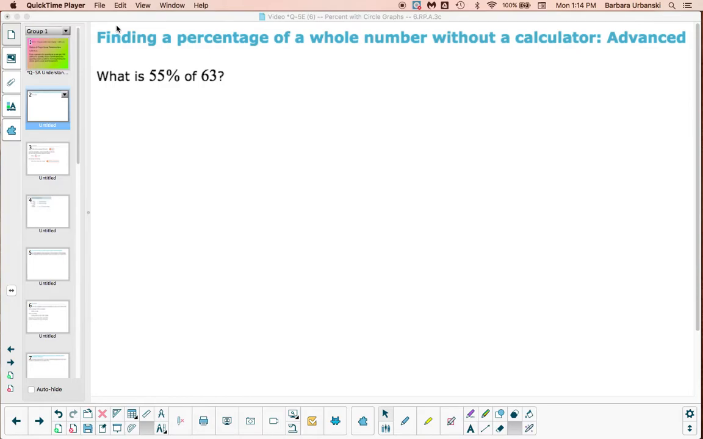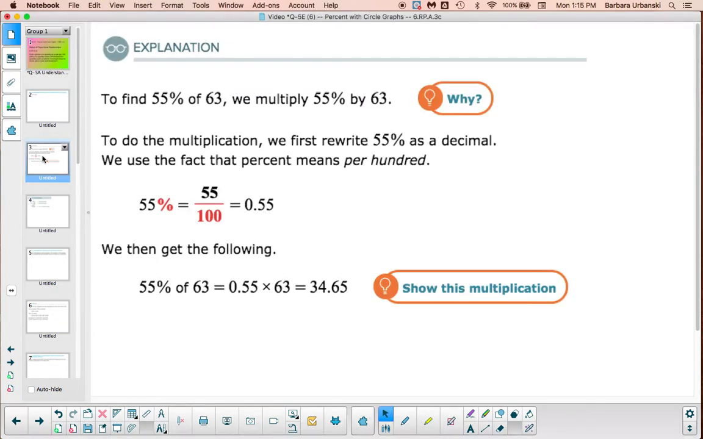We're going to continue our practice with percents, and this particular problem just has finding a percent of a whole number without a calculator. They're considering it advanced because it's not 5% or 10%, now it's 55%. So same thing holds true: 55%, we would rewrite it as a decimal, 0.55, and of means multiply in math, so you would be multiplying 0.55 by 6.3.